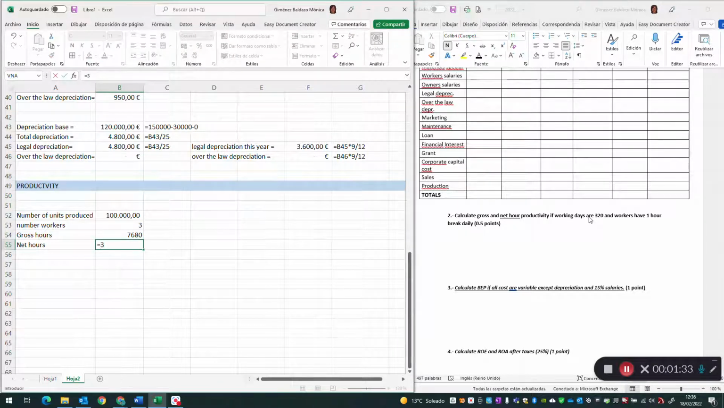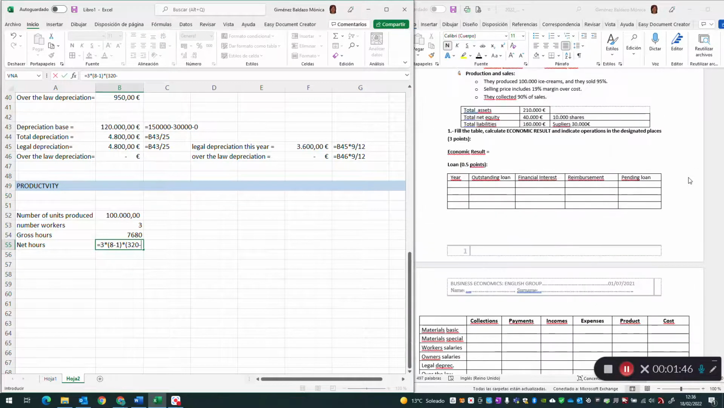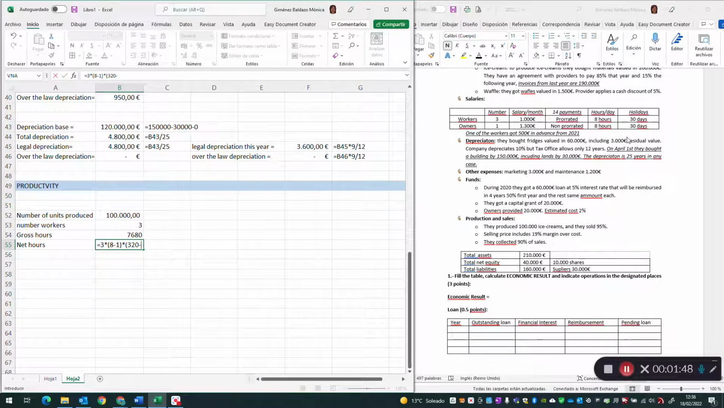For net hours, again, 3 people. And they are going to work 8 hours minus 1, that is the break. And they are going to work 320 minus the holidays. So they have 30 days of holidays. Okay, so that would be the information.